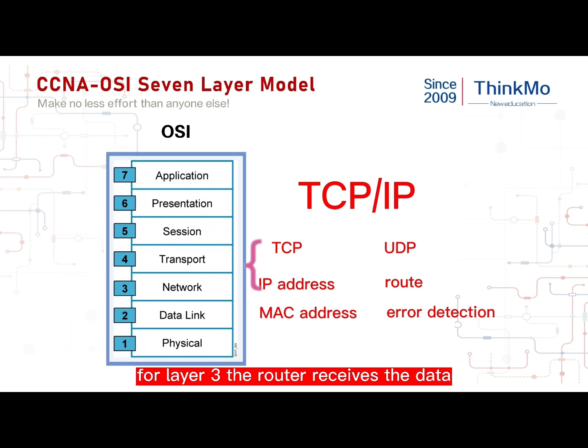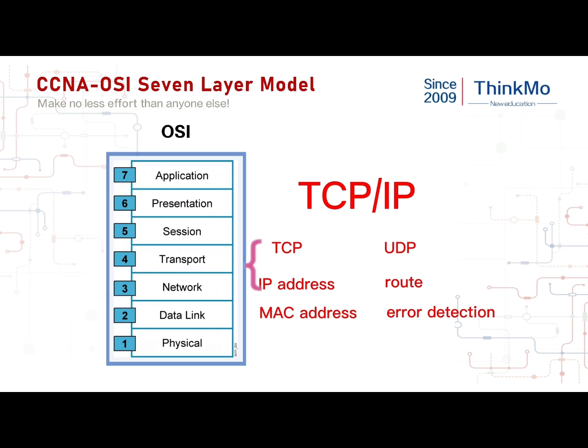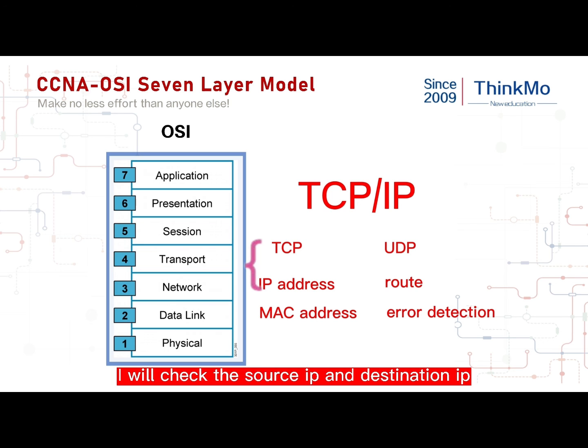For layer 3, when the router receives the data, after the second layer, I will see the third layer. In layer 3, I will check the source IP and destination IP, and query the routing table for forwarding.